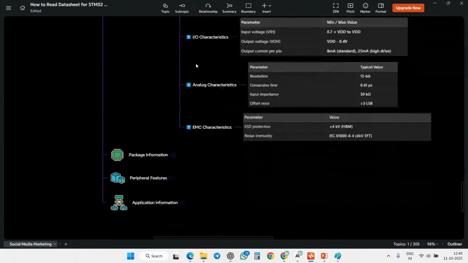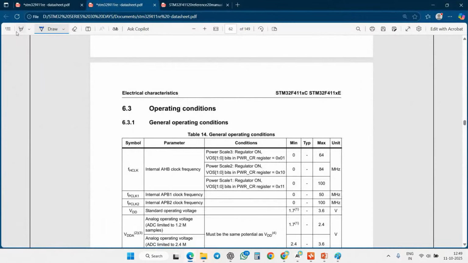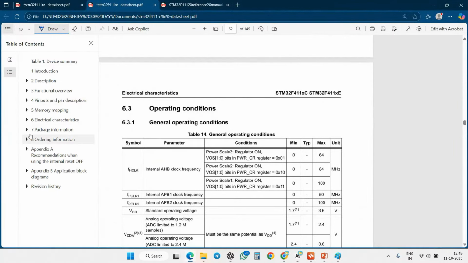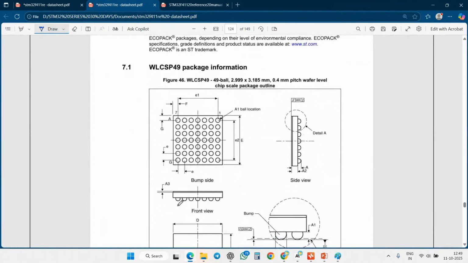And finally, the package information. What does package information mean? Here you can get the complete details of the package. If you're trying to design this package, the wafer package, what is the dimension? You're going to measure with the dimension.